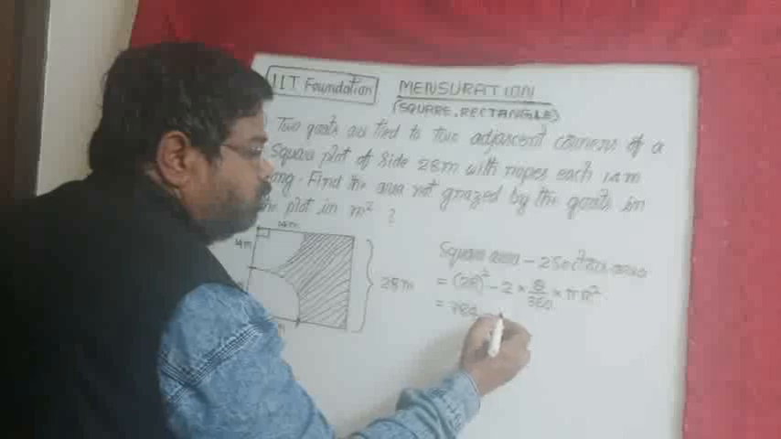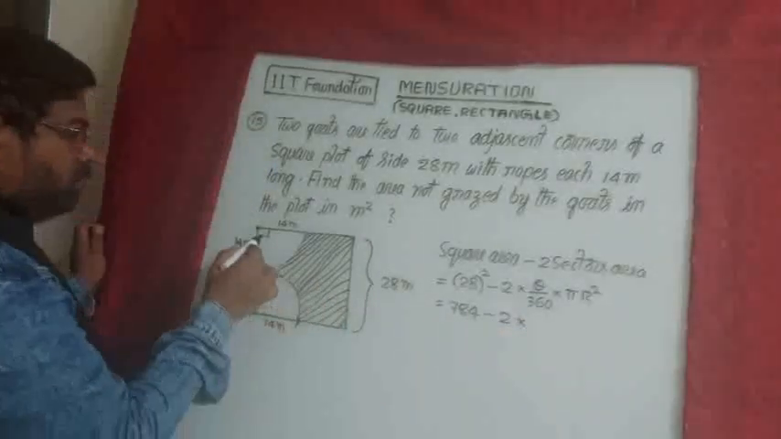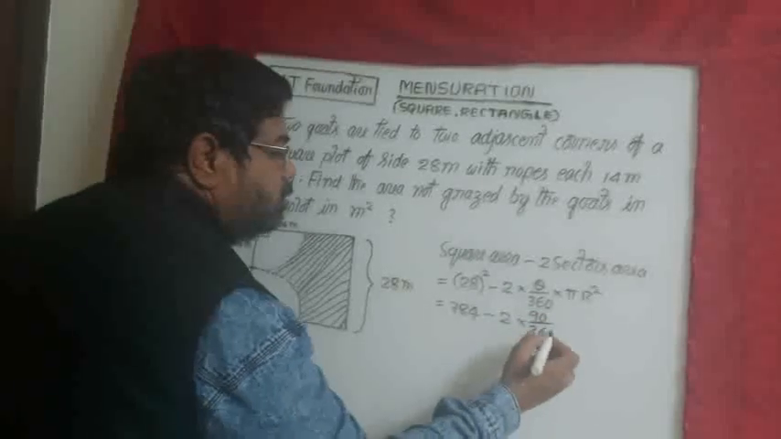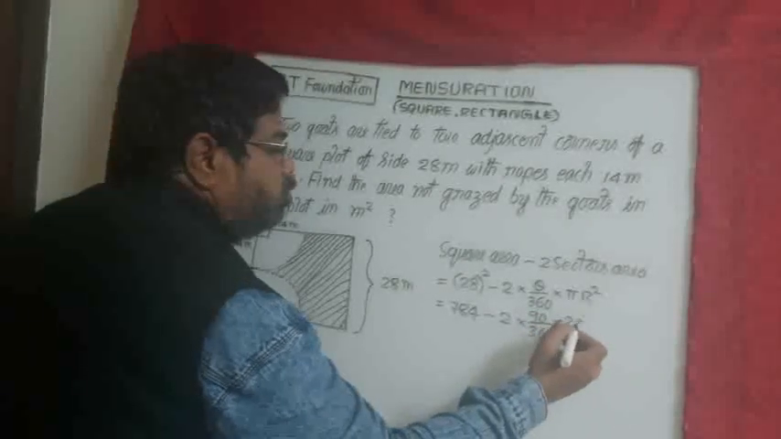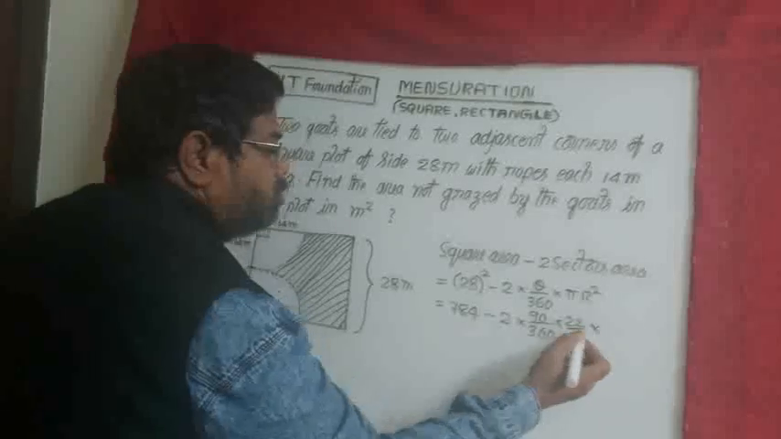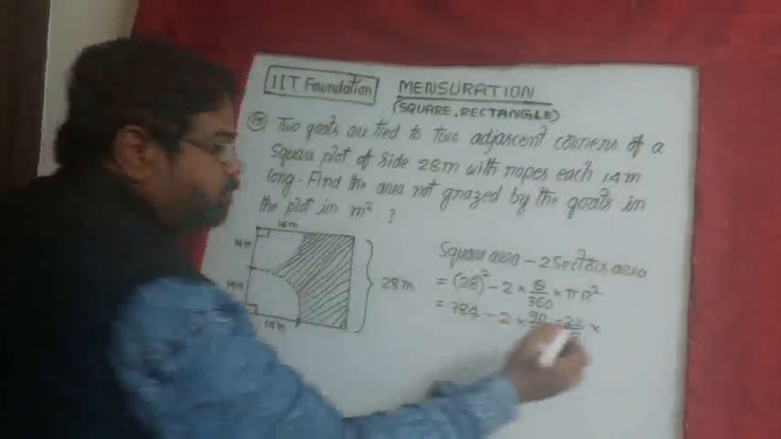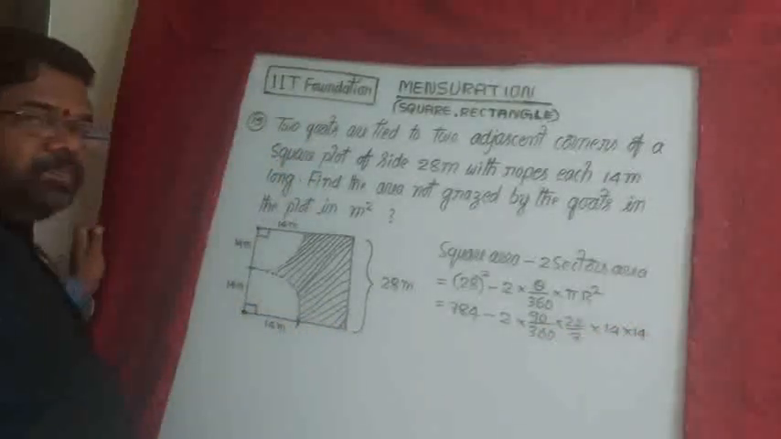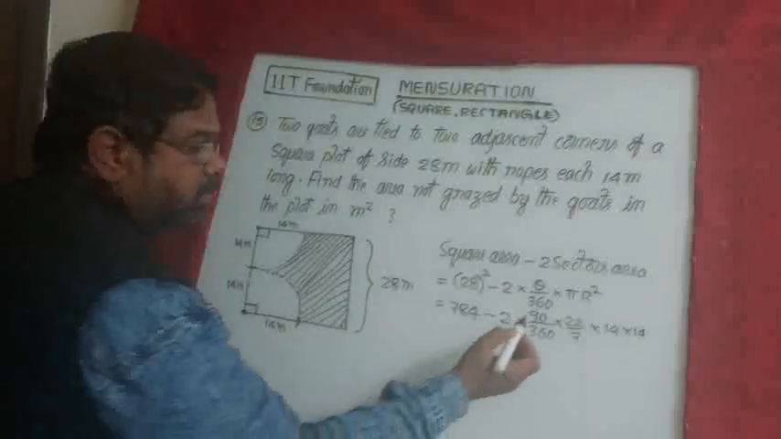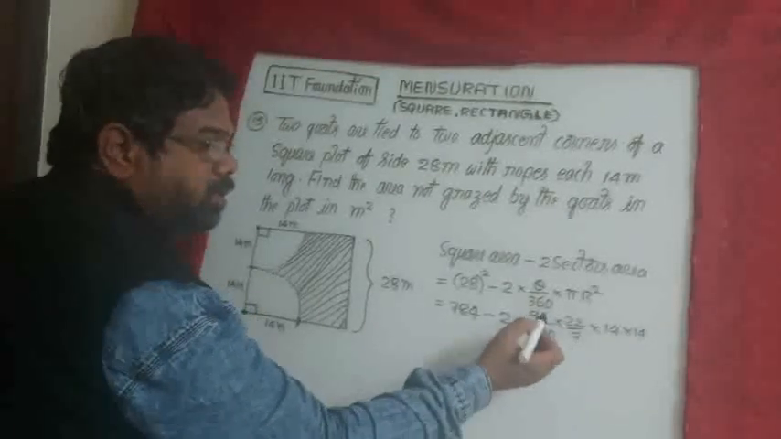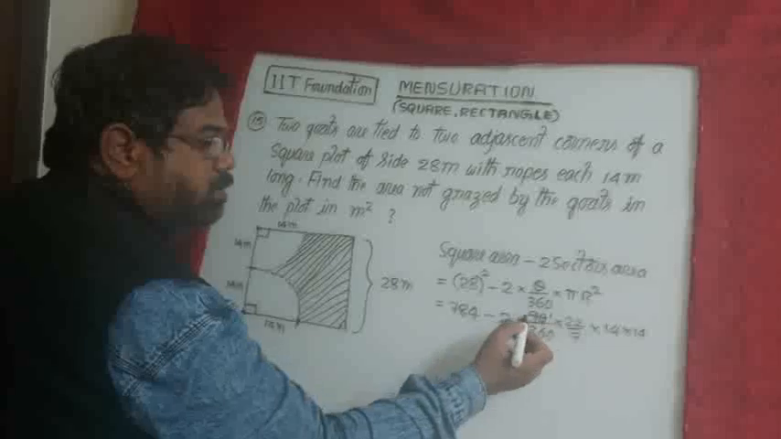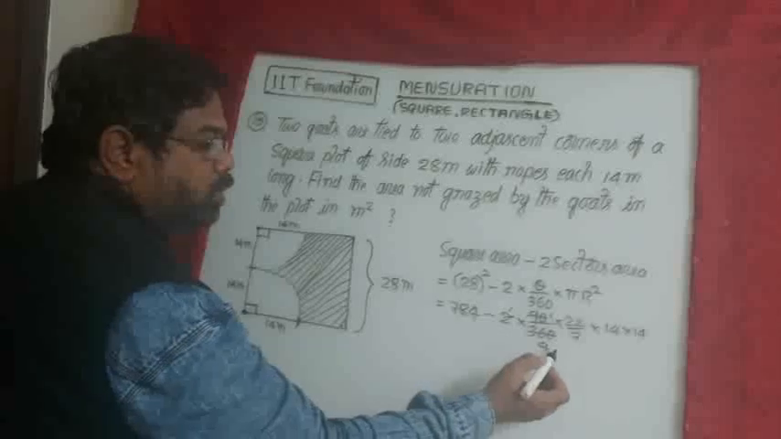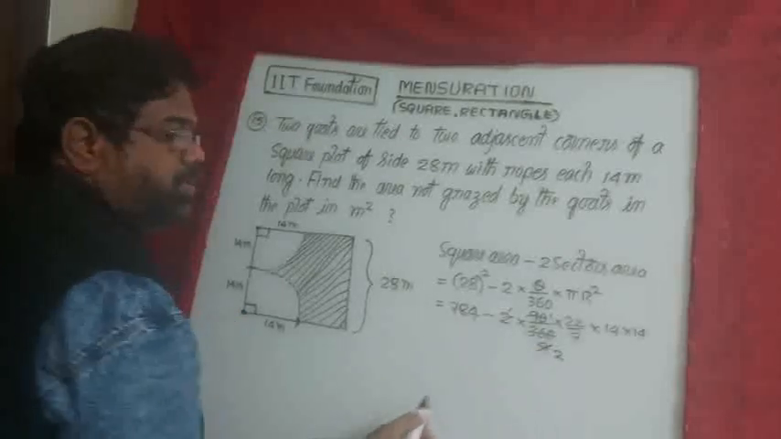Now here minus 2 into. So theta is how much here? 90. 90 by 360 into pi, we know, 22 by 7 into r square. What is the radius here? 14 into 14. Now simplify this, you get the answer. Now some terms get cancelled. Observe here carefully. 9 ones, 9 fours get cancelled. Clear? Now again cancel with 2. 2 ones, 2 twos get cancelled. Observe here carefully.